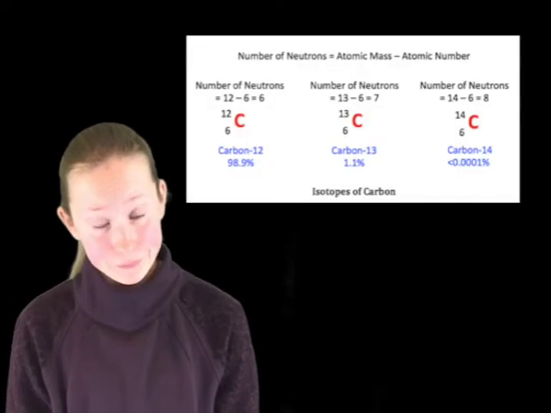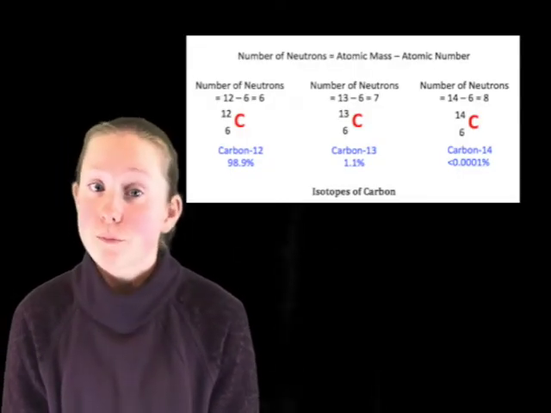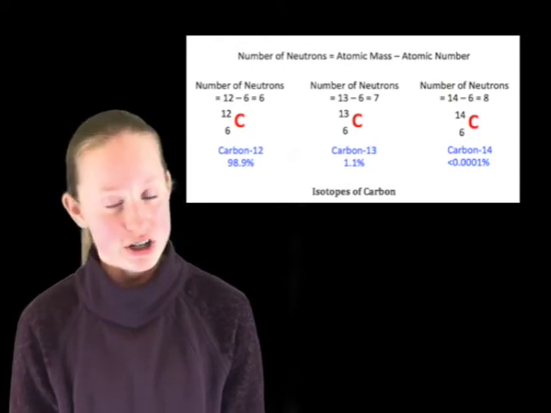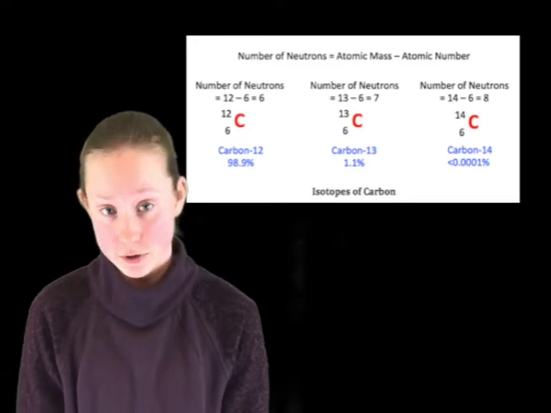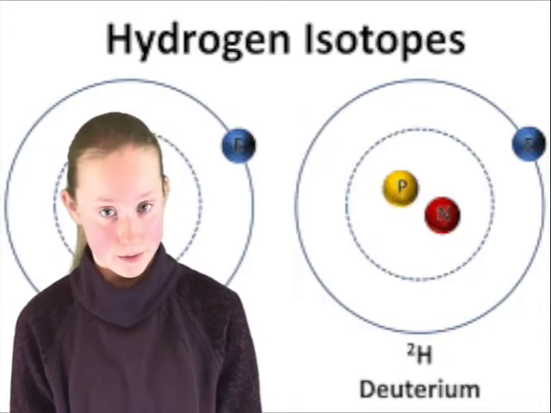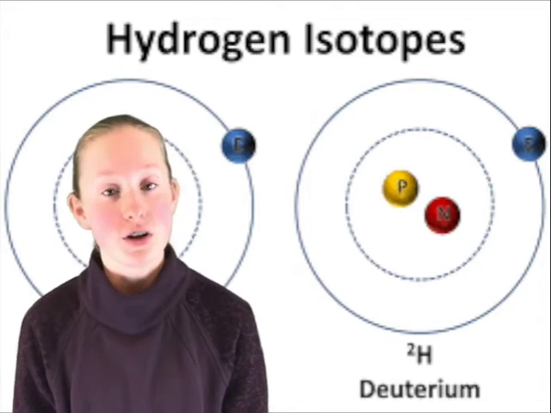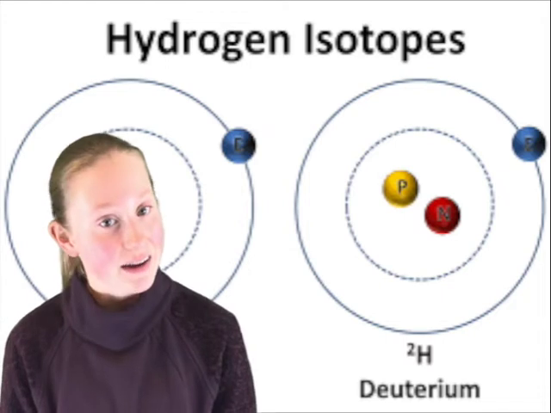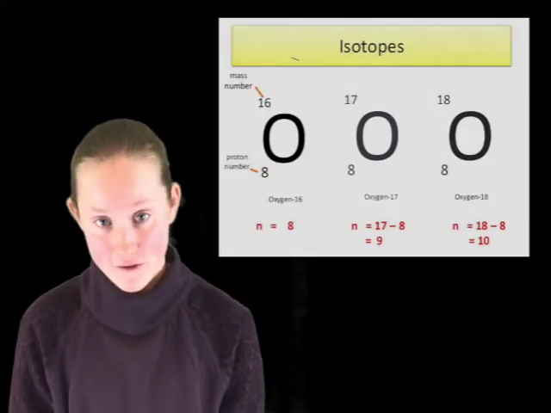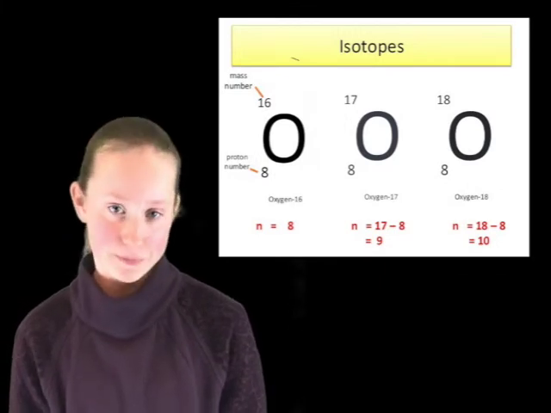Now, isotopes are atoms that have the same number of protons and electrons, but they have a different number of neutrons. Changing the number of neutrons in an atom does not change the element. Atoms of the same element with different numbers of neutrons are called isotopes of that element. Since neutrons have no electrical charge, changing the number of neutrons does not affect the chemistry of the element. It does, however, change the mass of the element.